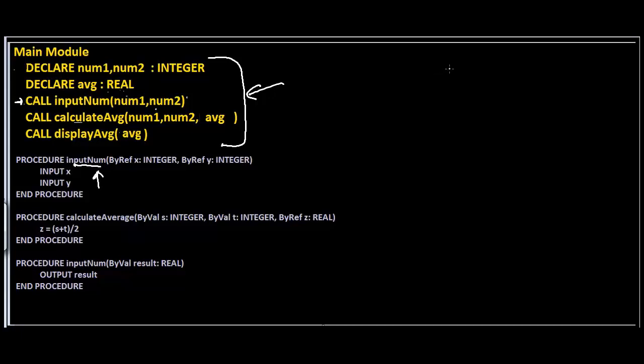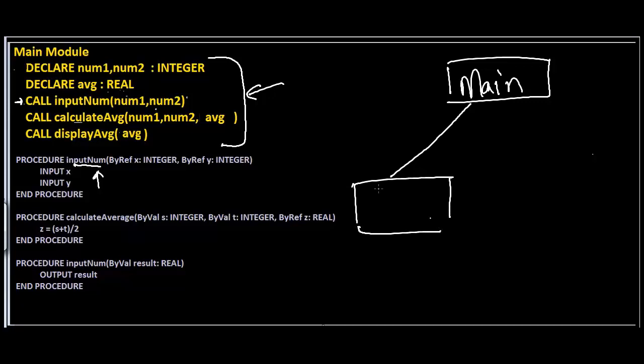So here's what we're going to do. We have a main module, and that is going to call another module, or another procedure, called input num.